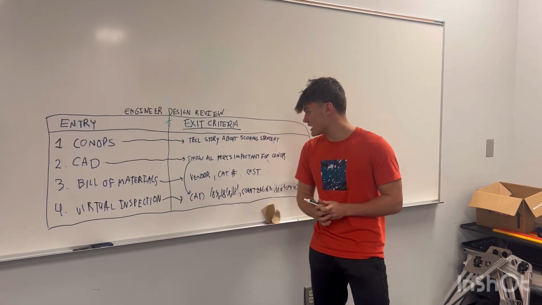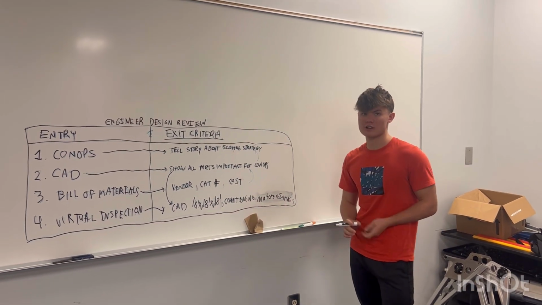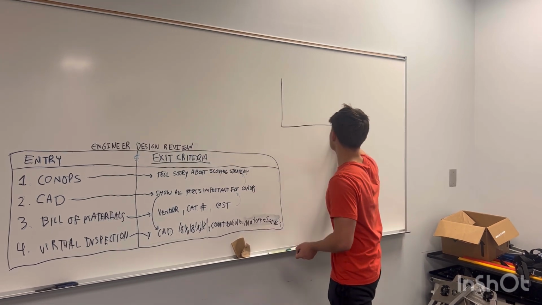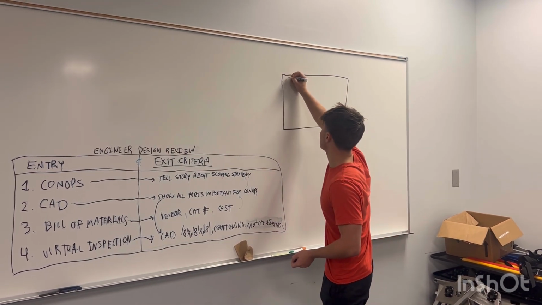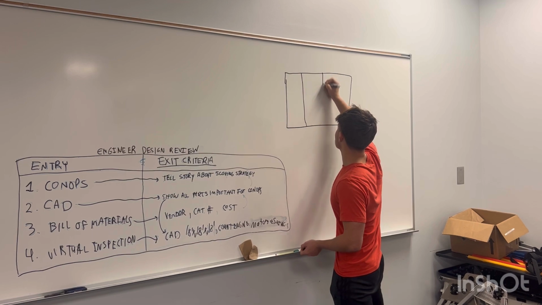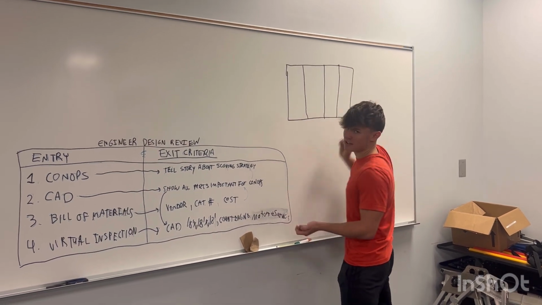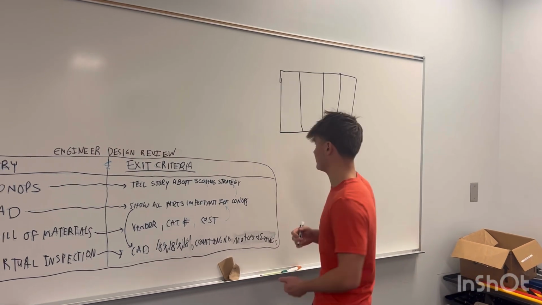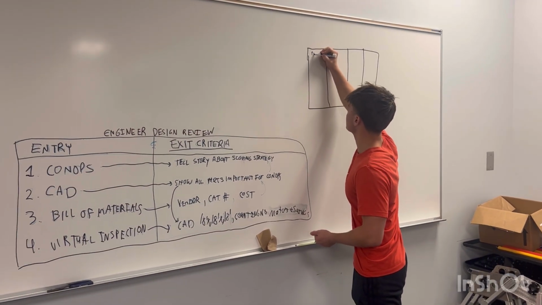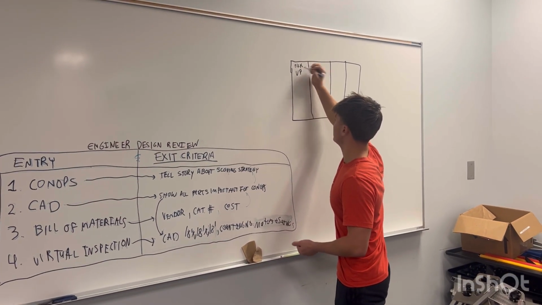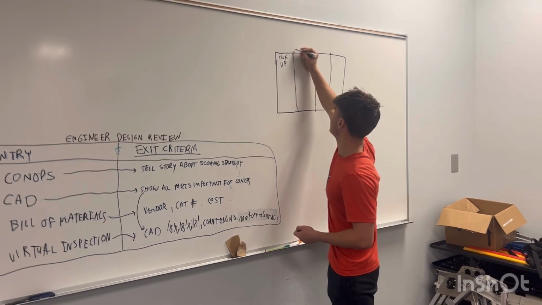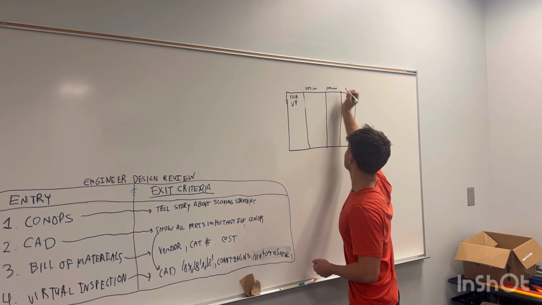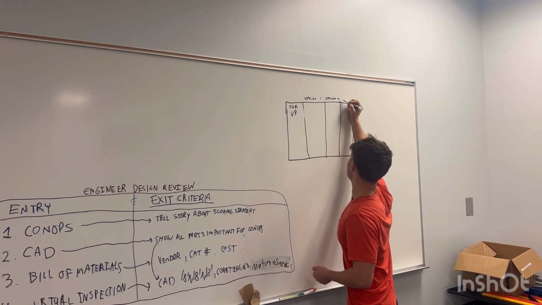So the ConOps should tell a story about our scoring strategy. What it would be is a chart, or a morph chart, and it would have our robot functions and then a series of potential ways to get each of these functions done. So let's say this year with the specimens, we want to pick up specimens. One way we could do that is, and then we have option 1, option 2, and option 3.